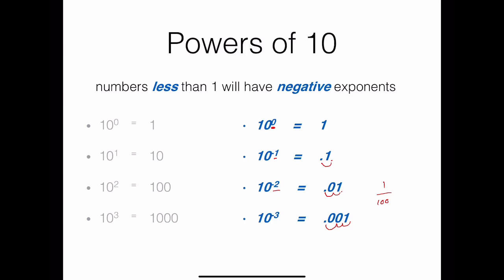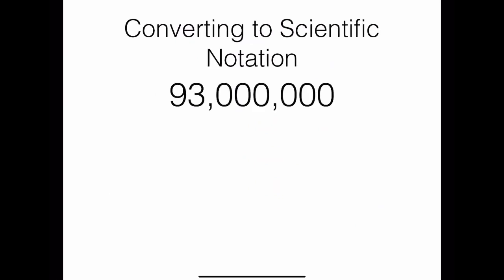But we're going to look at another way. We're going to look at converting the number 93 million to scientific notation. Again, nothing wrong with this number, but we just want to make it a little bit easier to read.